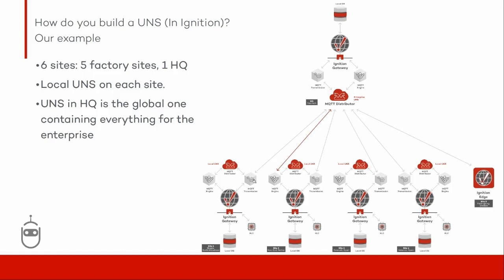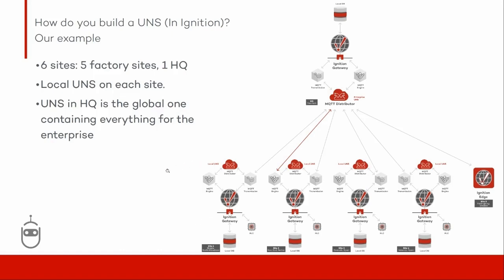So the MQTT Transmission module is then used because we have mapped out the whole tag structure on this local side here in the tag provider of Ignition. Or now, in this case, it was our default tag provider. But then we are transmitting that whole tag provider into the local UNS here. And the reason we're doing that was because it could be that you have multiple sites or systems on this site one.